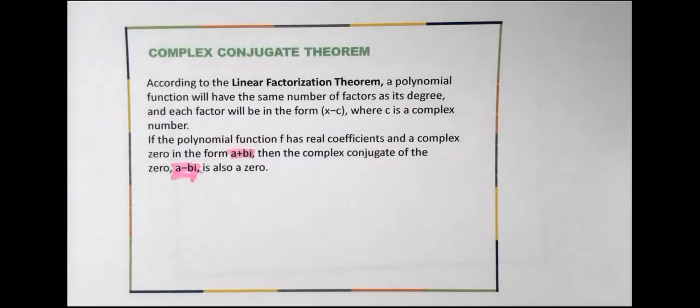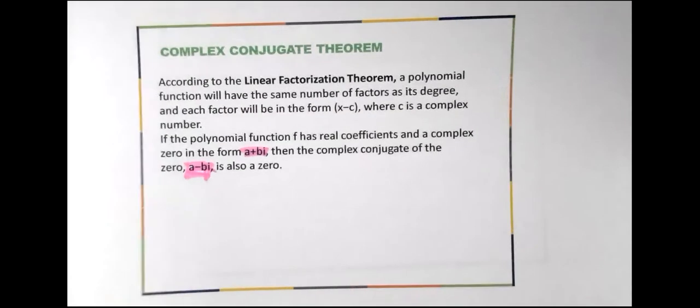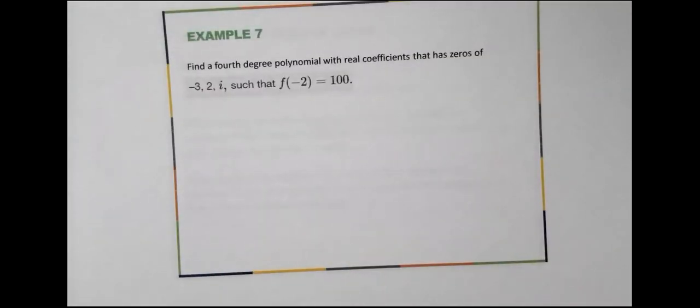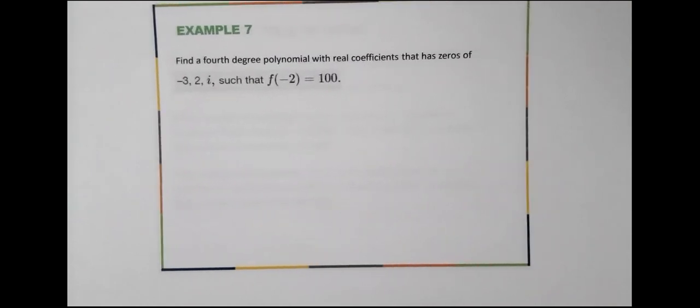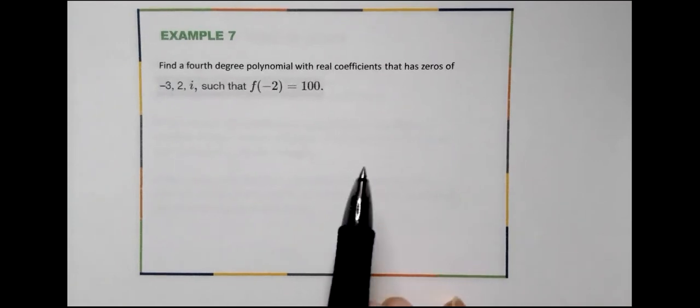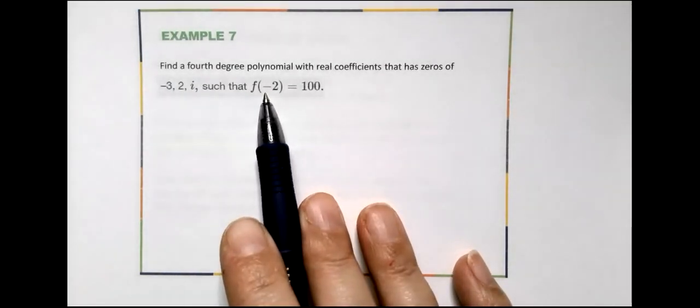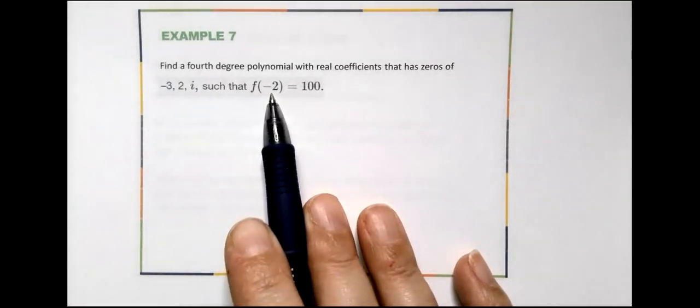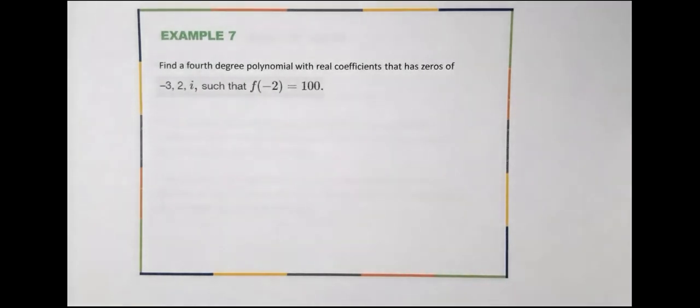Okay, let's move on with this topic. And we're going to look at example 7. It says, find a fourth degree polynomial with real coefficients that has zeros of negative 3, 2, and i, and such that f at x equals negative 2 equals 100. Okay, so when x is negative 2, y is 100.